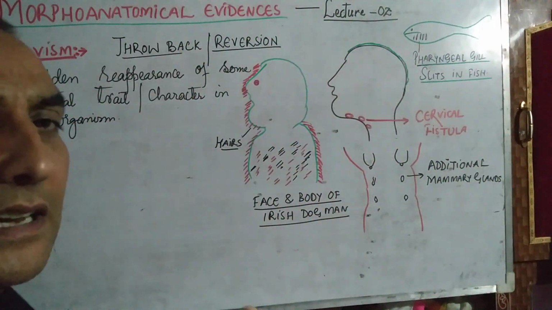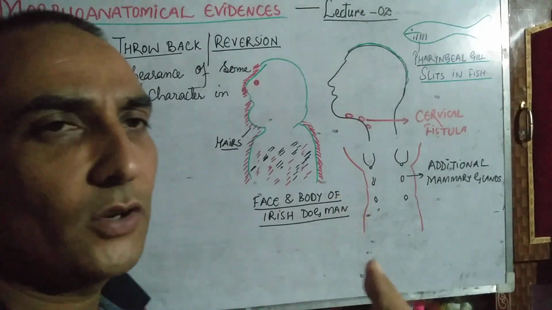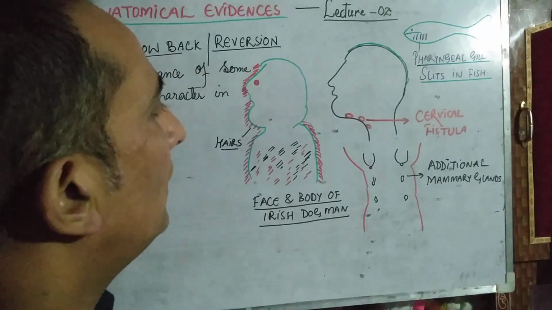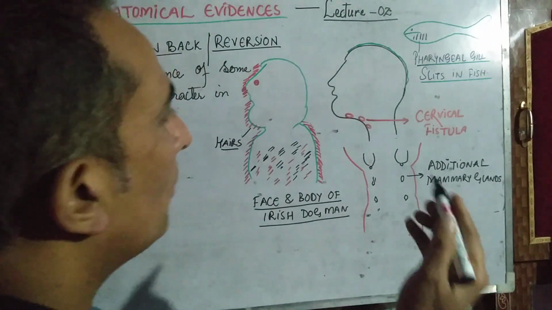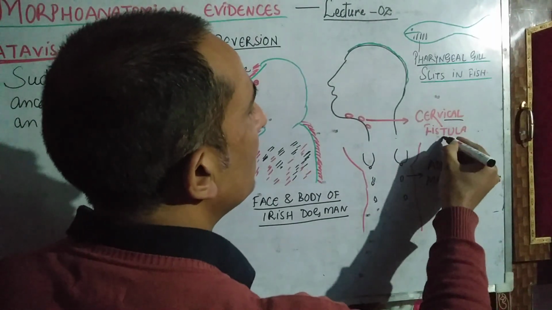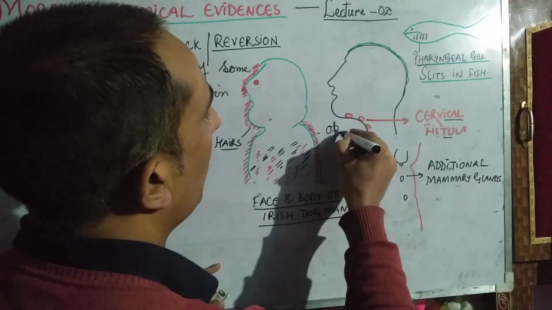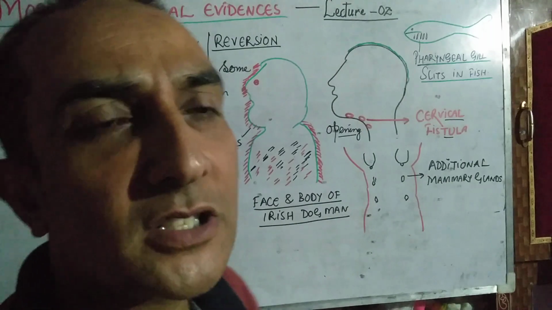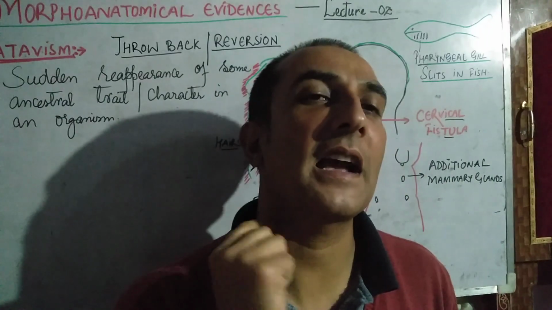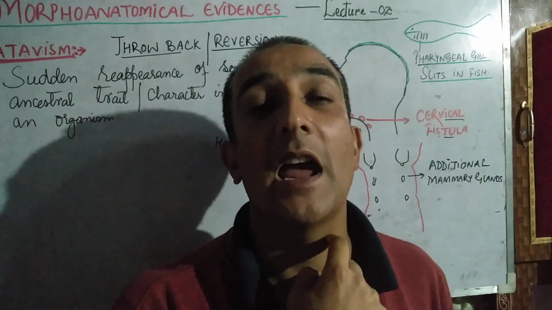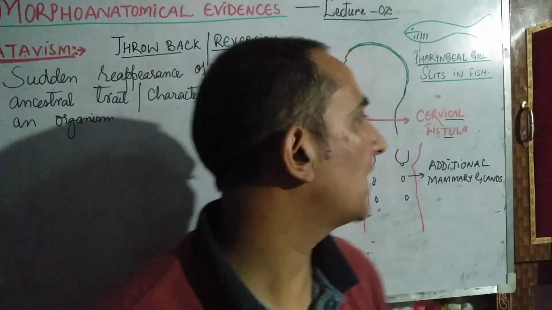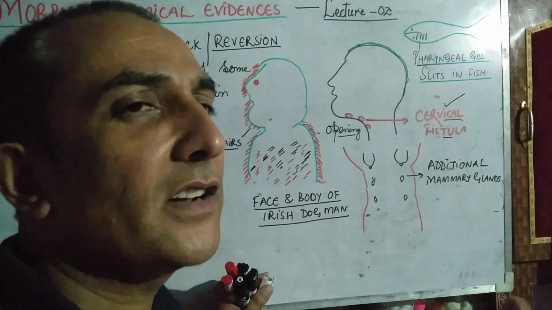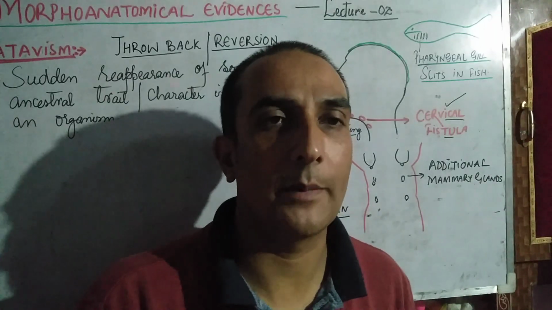Now, to make things clear, we will deal with some examples so that you understand clearly what we mean by atavism. Take the example of humans. Some humans are born with openings in their neck. Usually we do not have any opening in our neck, but some human babies are born with an opening in the neck region, like over here or over here or over here. And this is what we call a cervical fistula. Now we will deal with this: what is cervical fistula and why does it reappear in some human babies?